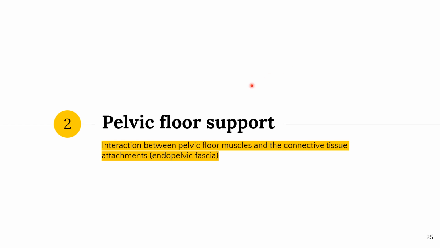Of course, the primary support of the pelvic floor comes from the pelvic floor muscle. It provides a firm yet elastic base on which the pelvic organ rests. However, the connective tissue that we name endopelvic fascia also helps in stabilizing the pelvic organ in an appropriate position. For example, during micturition or defecation, the pelvic floor muscle will relax, while the connective tissue attachments, or the endopelvic fascia, will temporarily stabilize the pelvic organs.